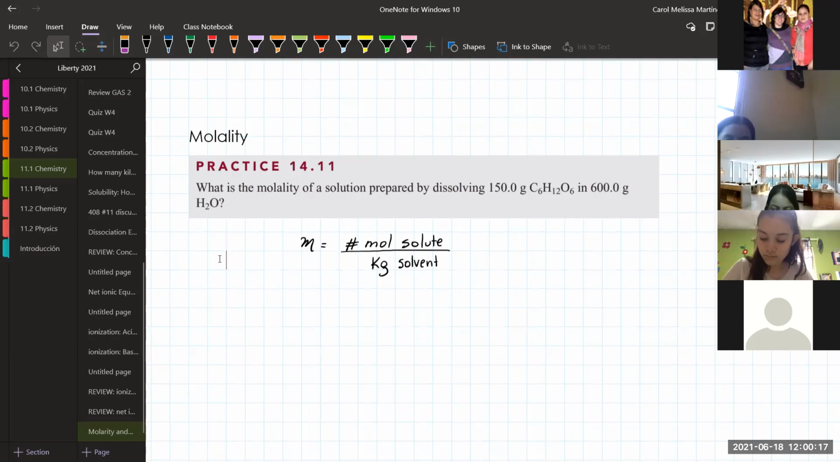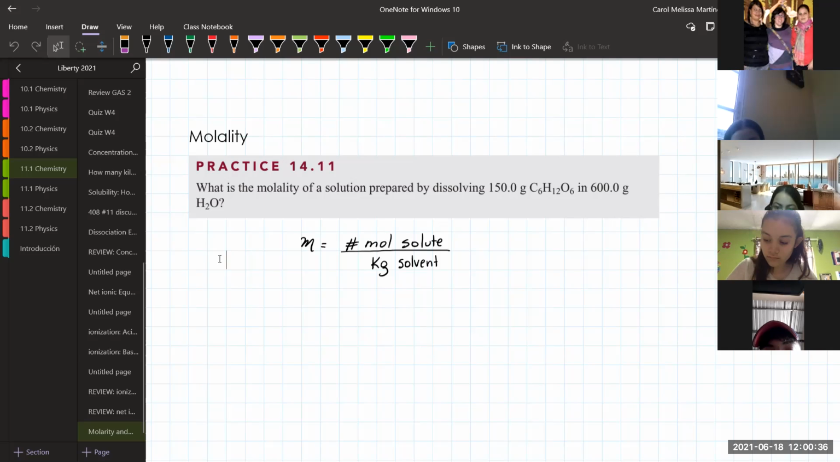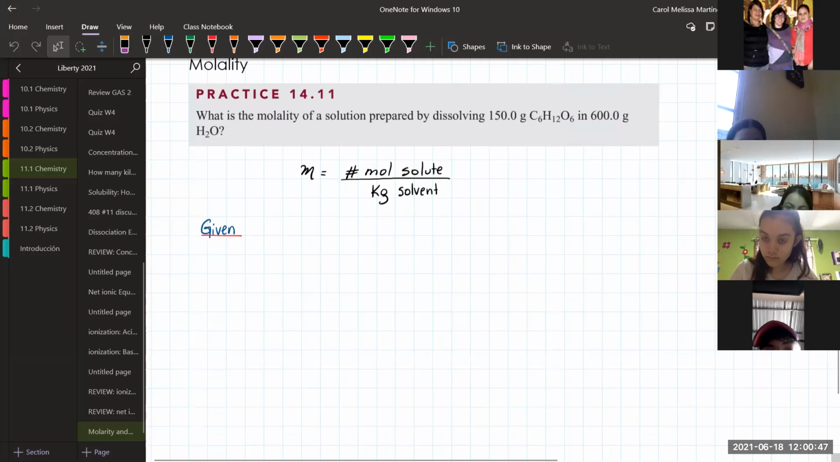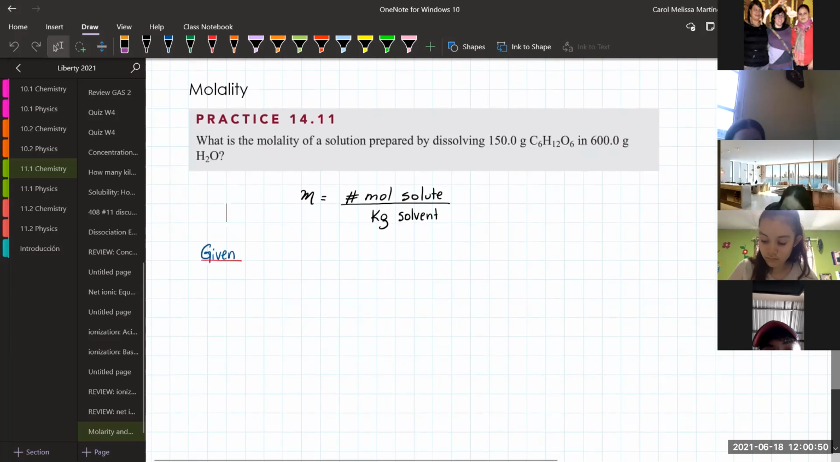Now, in this problem, they're asking you to find the molality of a solution prepared by dissolving 150 grams of hexane in 600 grams of water. Okay? So here, the first step is we need to identify the solute and the solvent. What is the solute? Remember, the definition of solute is the substance that is being dissolved. What is the substance that is being dissolved?